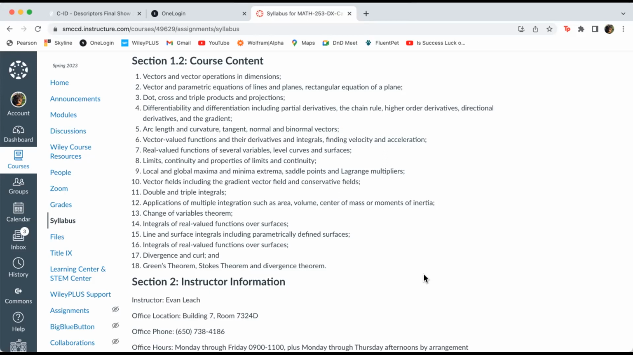I mean, vector operations in dimensions and a whole separate thing, dot, cross, and triple products. It's like, oh, those are vector operations. What?